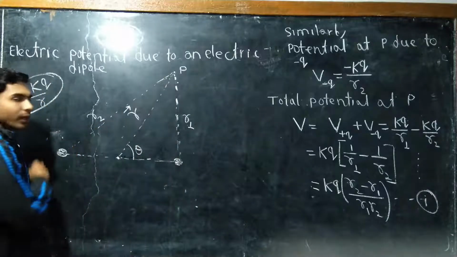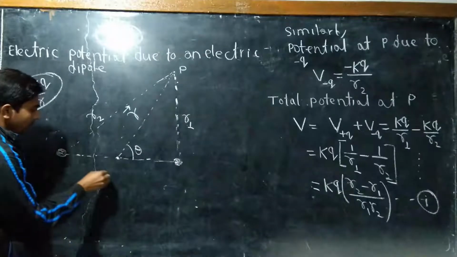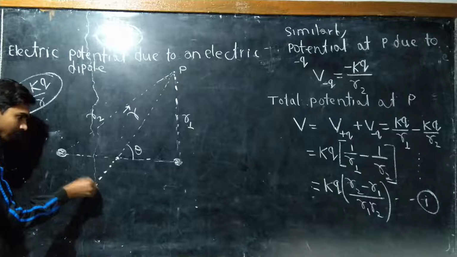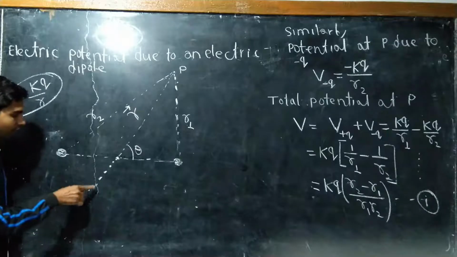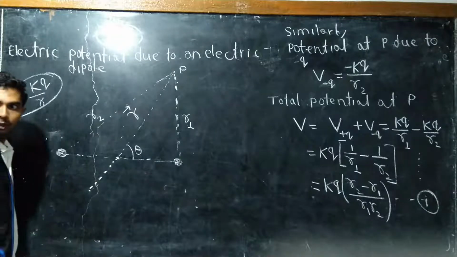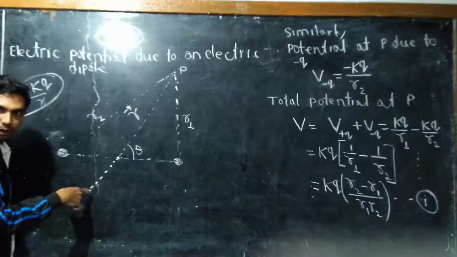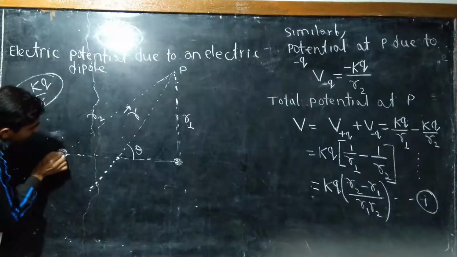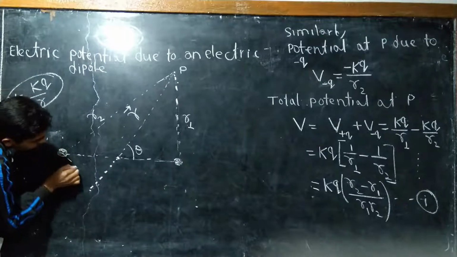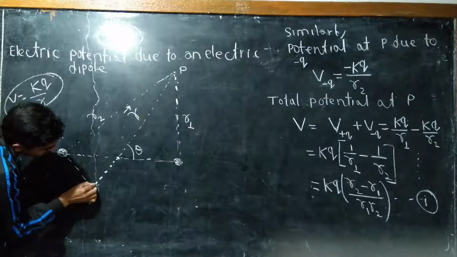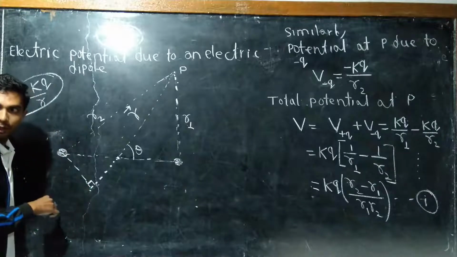R2 is this length, right? Now do one thing: extend this one in this direction, suppose I extended up to this. After extending, draw a perpendicular from this to this point, okay? So this is perpendicular, right?